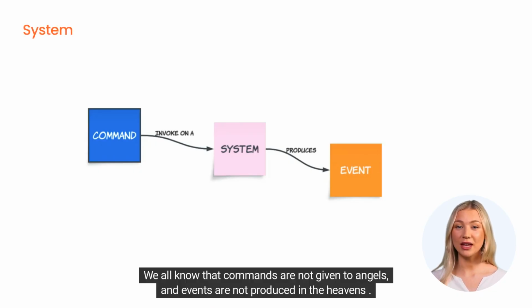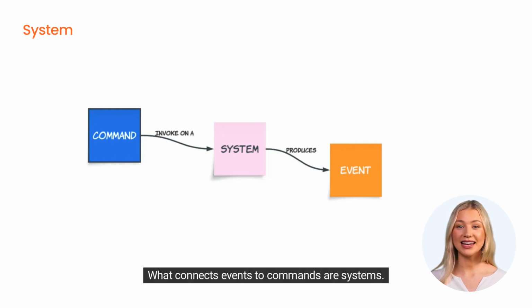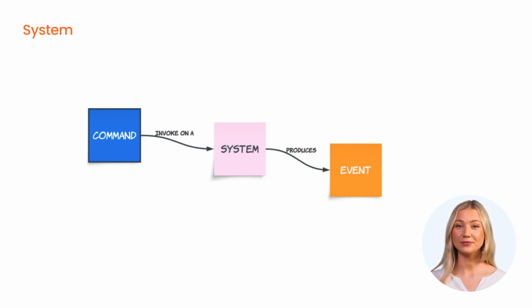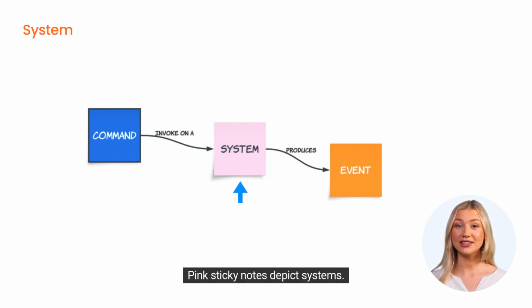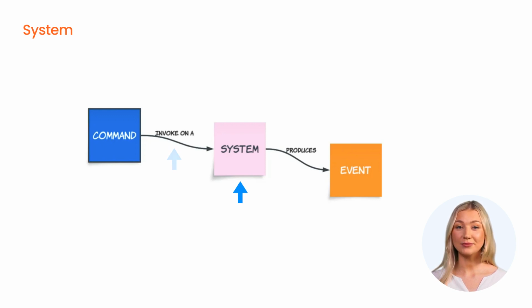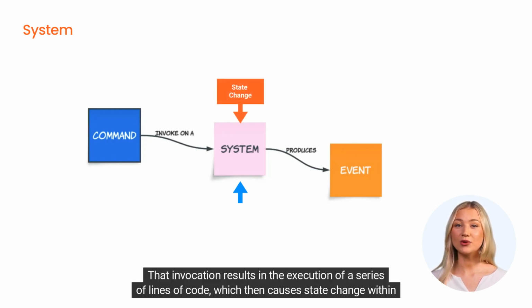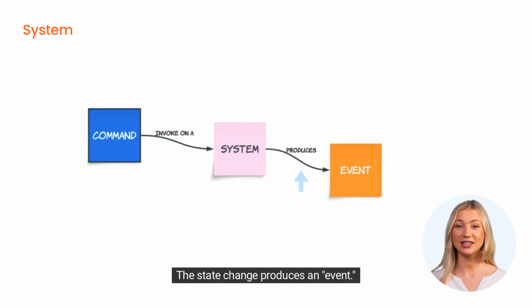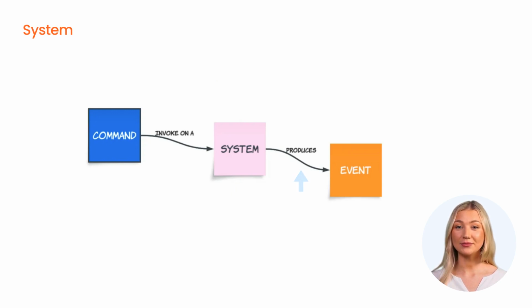We all know that commands are not given to angels and events are not produced in the heavens. What connects events to commands are systems. Pink sticky notes depict systems. A command gets invoked on a system. For example, the register user command gets invoked on the user management system. That invocation results in the execution of a series of lines of code, which then causes state change within the system. The state change produces an event.